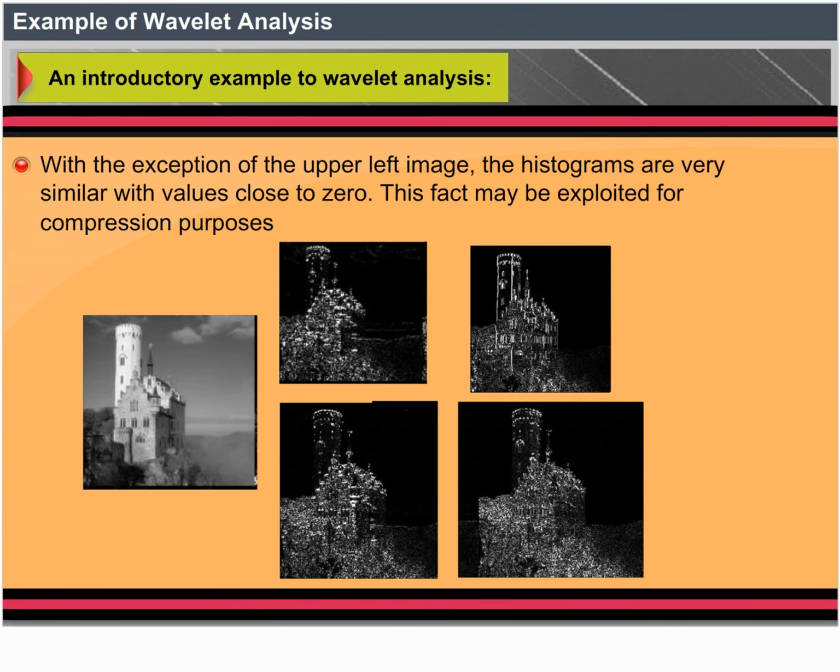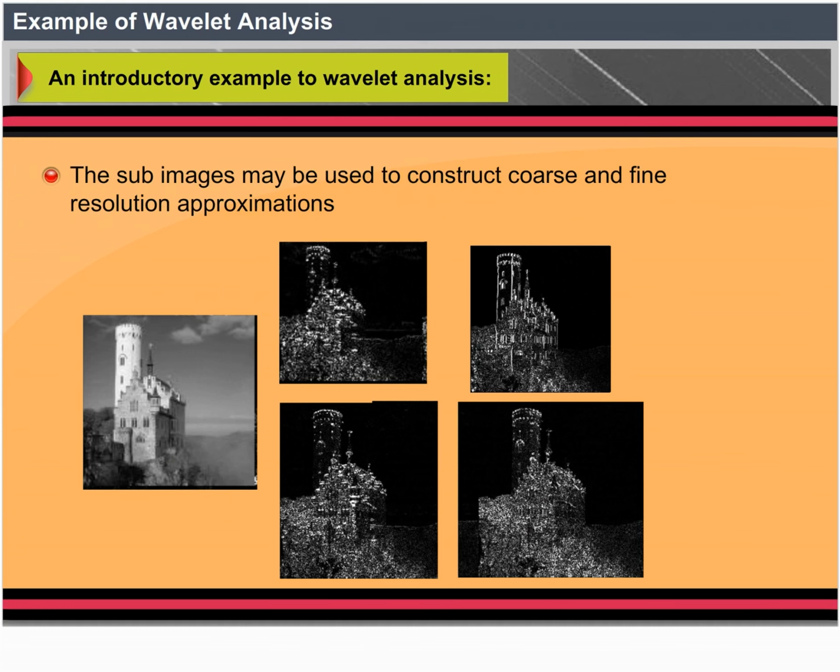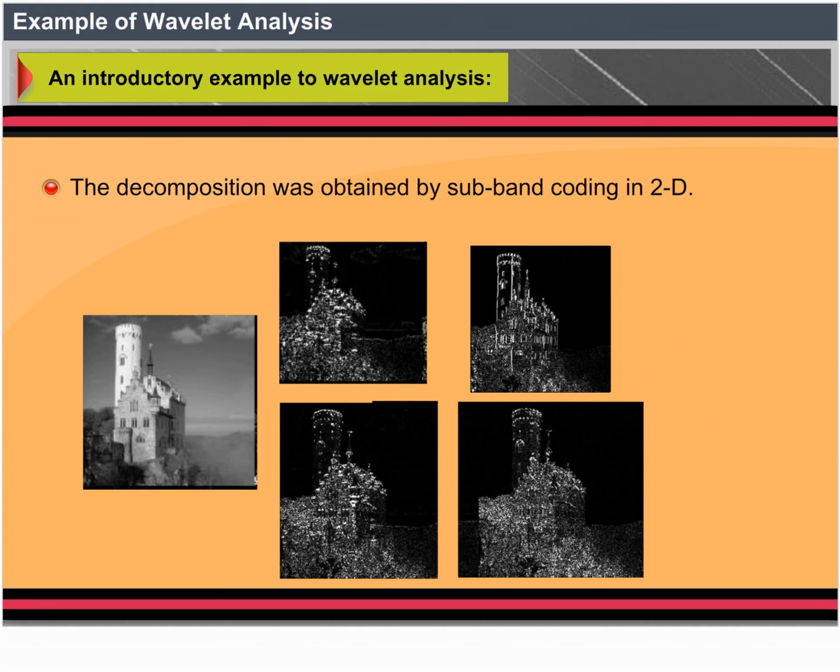With the exception of the upper left image, the histograms are very similar with values close to zero. This fact may be exploited for compression purposes. The sub-images may be used to construct coarse and fine resolution approximations. The decomposition was obtained by subband coding in 2D.